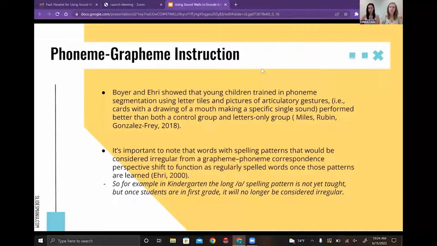It's important to note that words with spelling patterns that would be considered irregular from a grapheme-phoneme correspondence tend to shift as those patterns are learned. For example, in kindergarten, the long A spelling pattern for the word say with that AY spelling is not yet taught. We talk about long vowels, but we're not yet into understanding all the different spelling patterns that go with them. Once, however, they're in first grade and that spelling pattern has been taught, it's no longer considered an irregular word part.